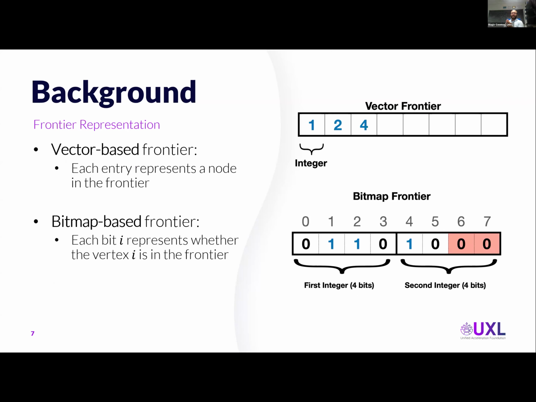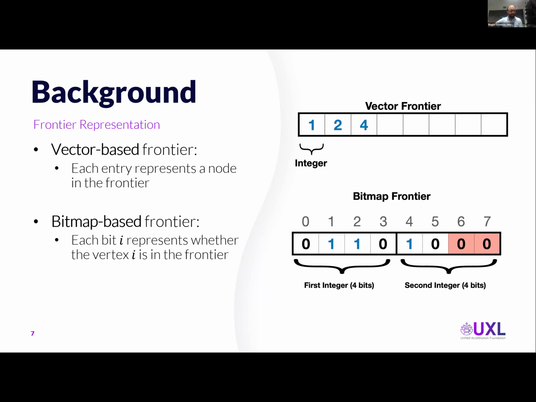How do we represent the frontier on GPUs? At least if we look at the state of the art, there are two ways to do the job. One is called vector-based frontier, where each entry in the frontier vector represents a node. Another approach is a bitmap-based frontier, where you have a bitmap in which each bit is either 0 or 1, representing whether vertex i is in the frontier.